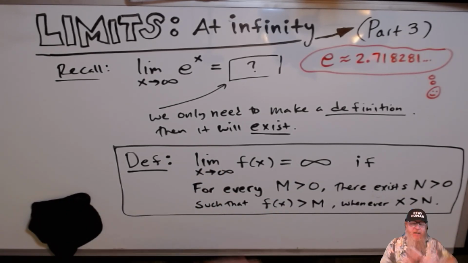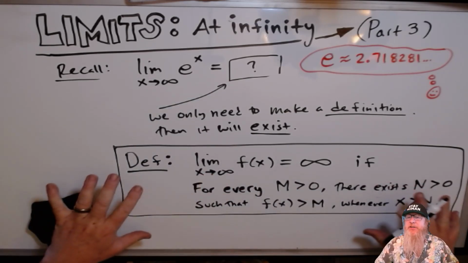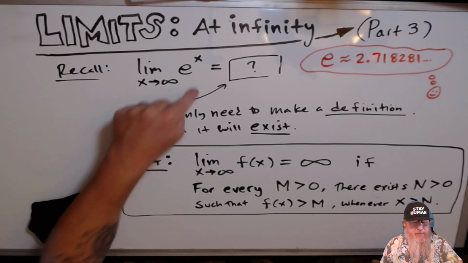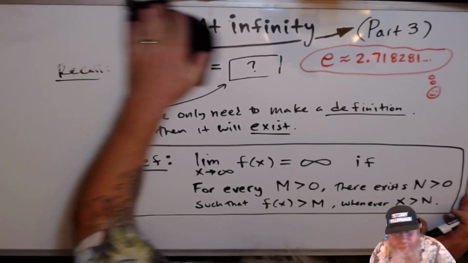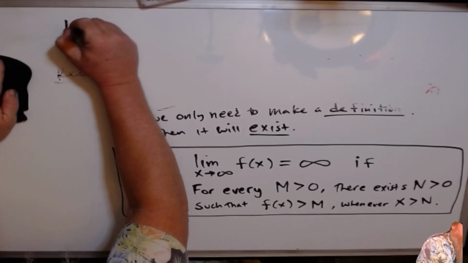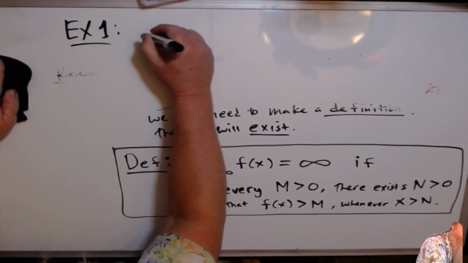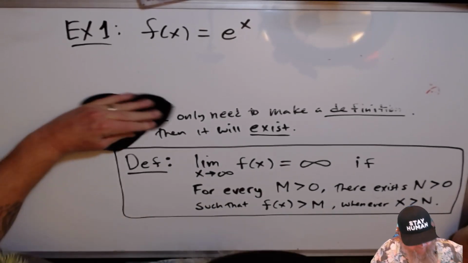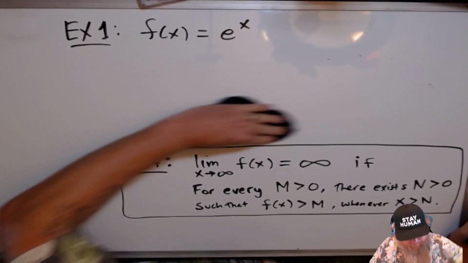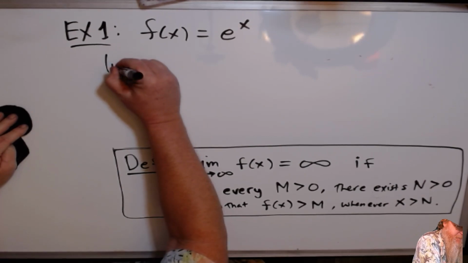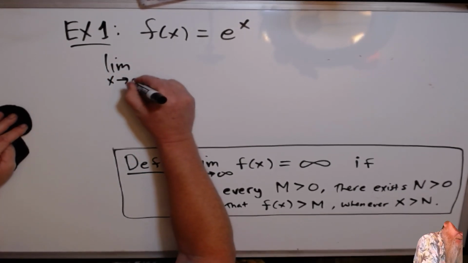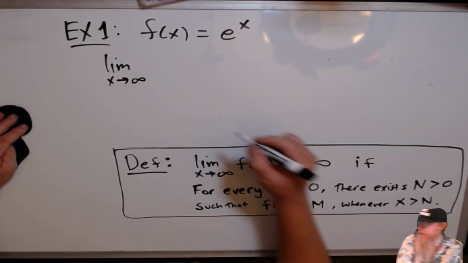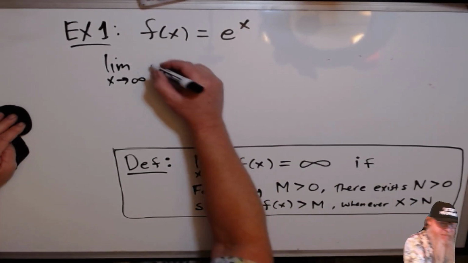All right. So let's take this as our first example. The definition applies to any function, and I'm just going to have this be example 1. Just rewrite it using function notation. Find the limit as x goes to infinity of f of x.